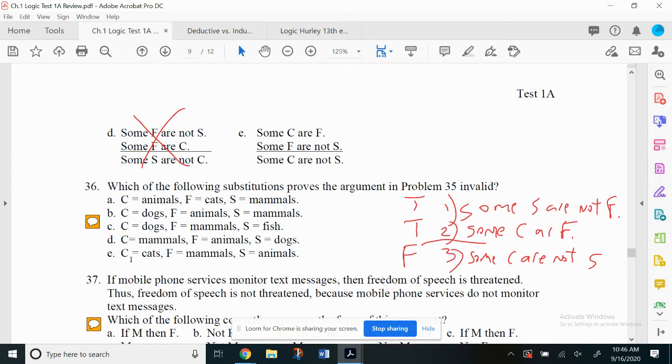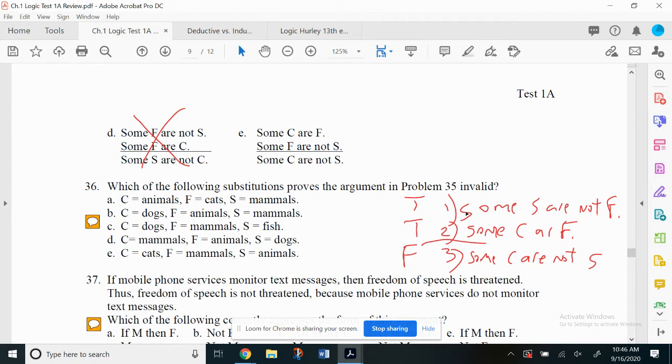Let's see. Some C are not S. Some cats are not animals. No, that's absurdly false. All cats are animals. So we know that that's false. And then you can plug away. We need the premises to be true with this one.